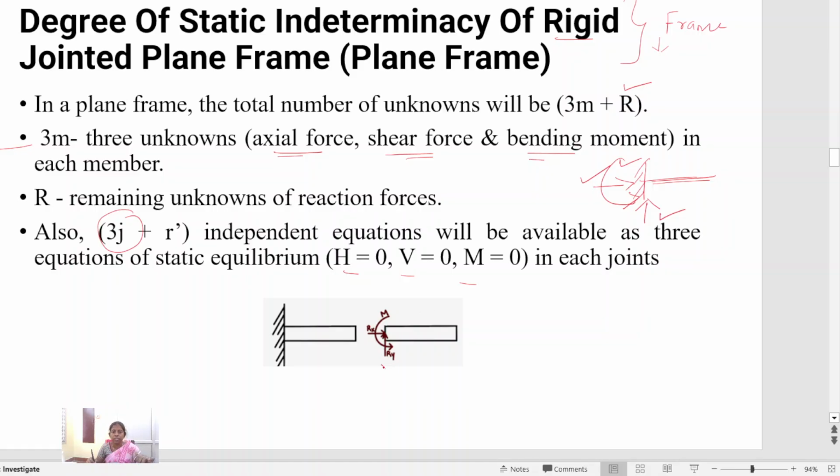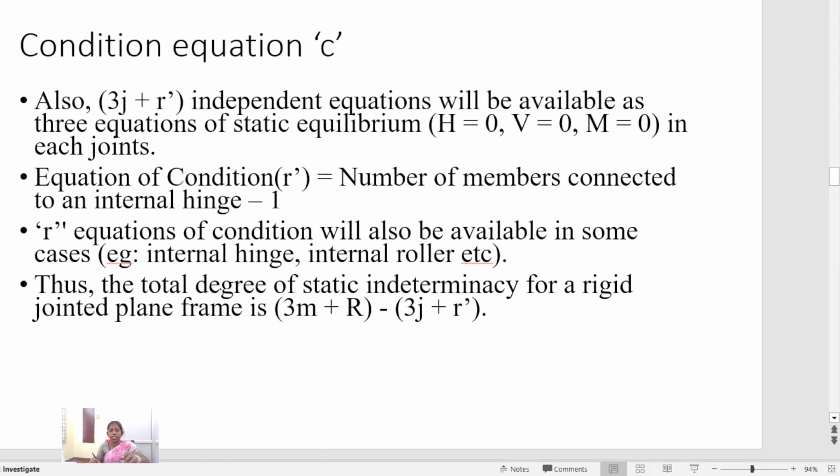We are going to consider three parameters at a point, so we consider 3j. 3j plus r dash independent equations will be available. The equation of condition r dash is the number of members connected to an internal hinge minus 1. So the equation of condition will also be available in some cases, that is, internal hinge, internal roller. The total degree of static indeterminacy for a rigid jointed plane frame is 3m plus r minus 3j plus r dash. I am going to explain these terms.